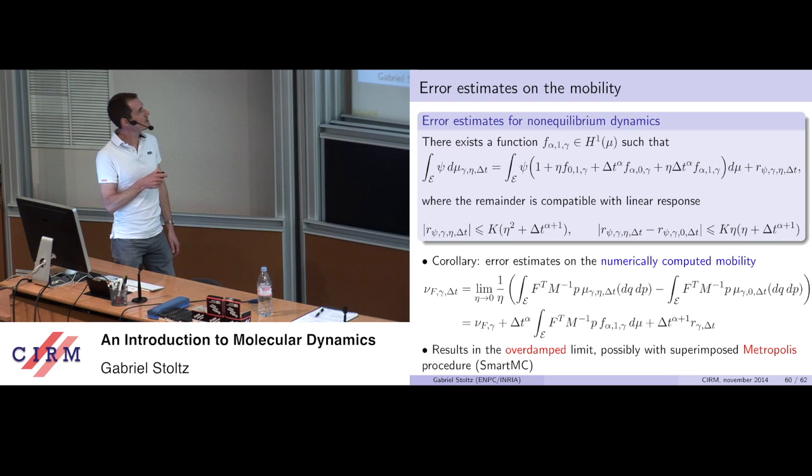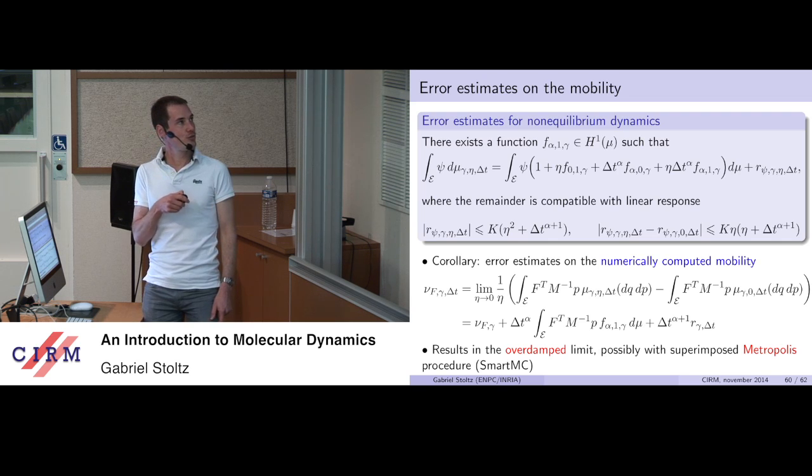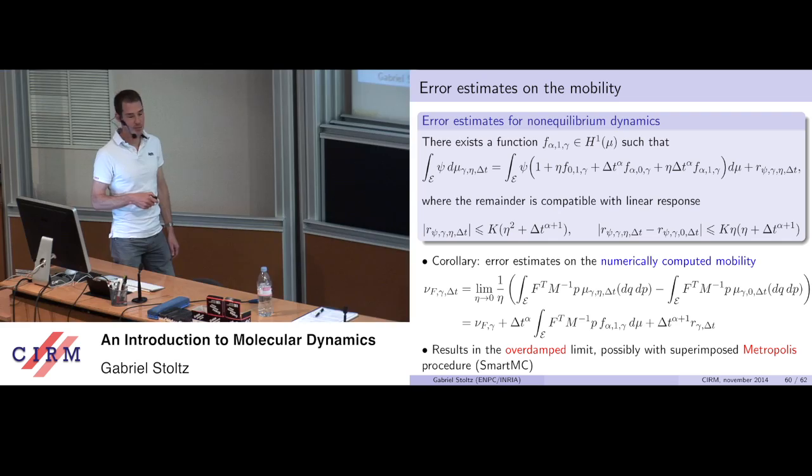So you can write a double expansion in eta and delta t. And you can look at the linear response, and this allows you to prove that the mobility you compute numerically is the correct one, plus a perturbation of order delta t to the power alpha, where alpha is how well you approximate the invariant measure with the scheme when there is no non-equilibrium forcing. And then you can do the overdamped limit, superimpose Metropolis, and so on. I mean, there are all sorts of technical extensions you probably don't want to hear of.